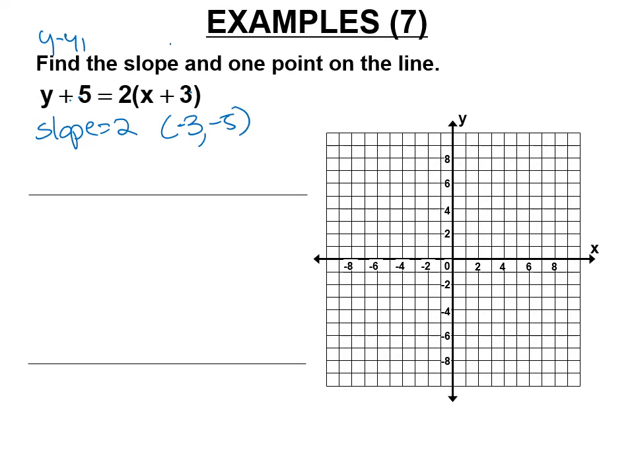It's y minus y sub 1 equals m times x minus x sub 1. X sub 1, y sub 1, the point you know. The other x and y, the other points on the line.